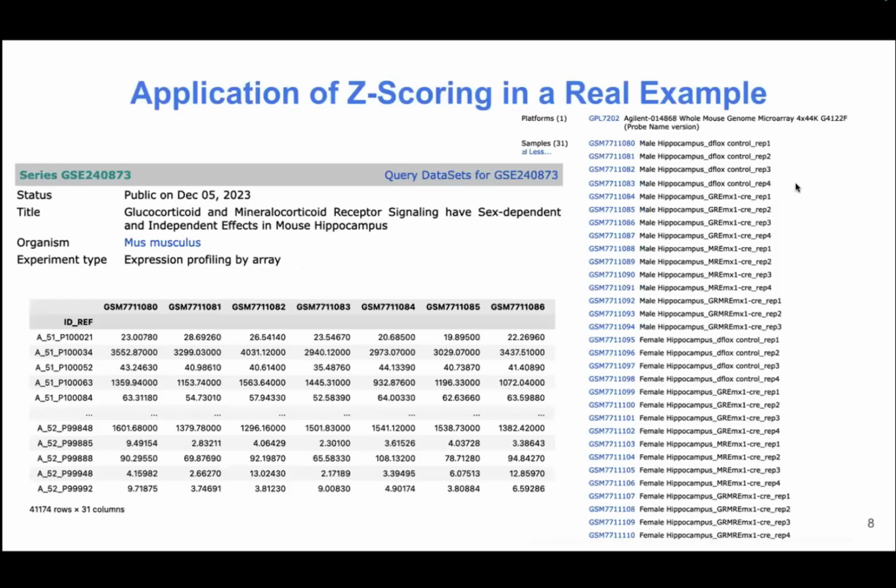Next up, we'll take a look at how this can be applied on real data. We'll take a look at this microarray study comparing sex-dependent differences in glucocorticoid and mineralocorticoid receptor signaling in mouse hippocampi. This study had 31 samples with up to 4 replicates of each condition, which gives us this data matrix here in the bottom left corner, where for each sample, we'll be looking at intensity values for each of these 41,174 probe sets, which map to our genes or transcripts.